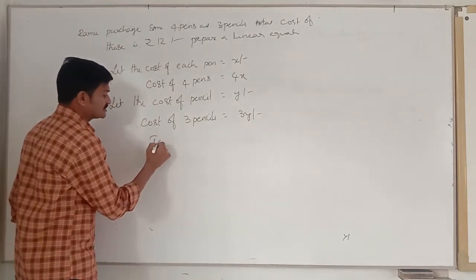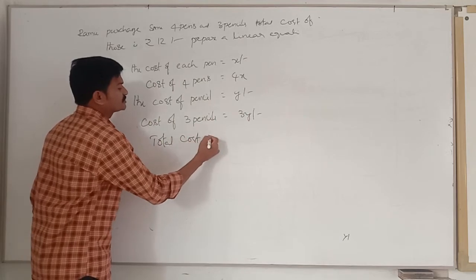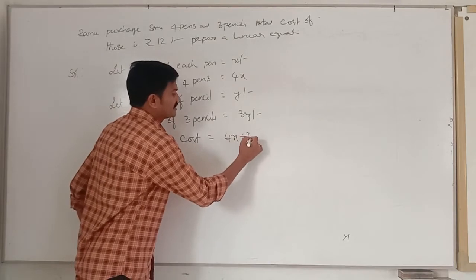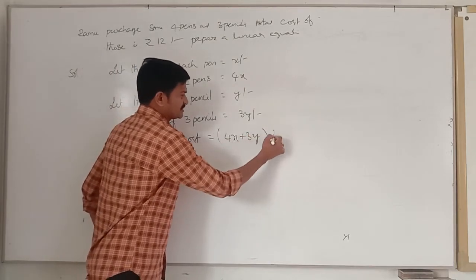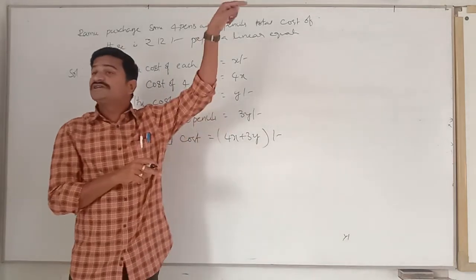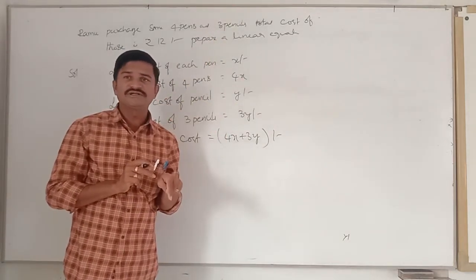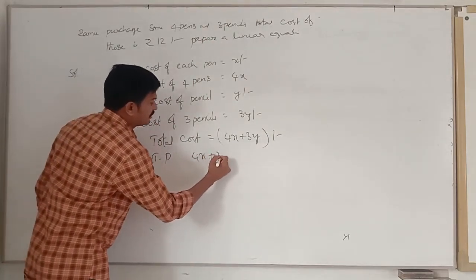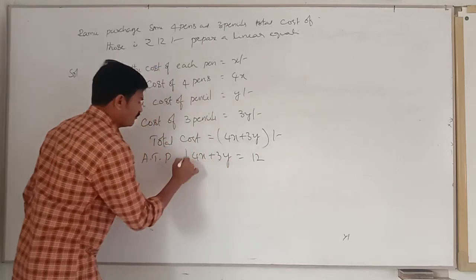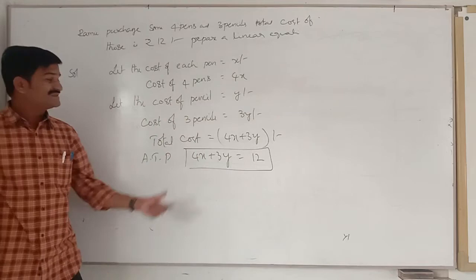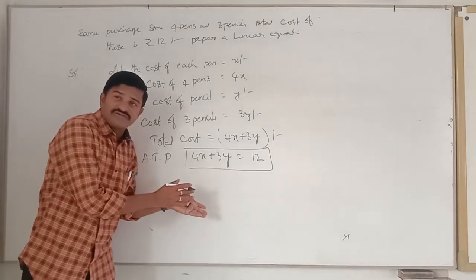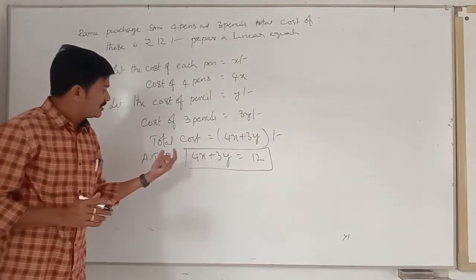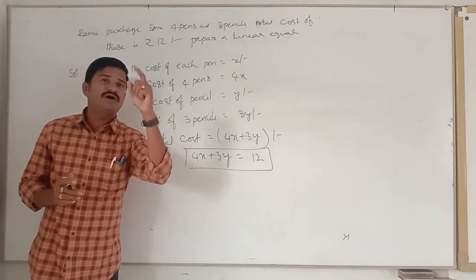Now total cost, how much is it given? Total cost equals pens cost plus pencils cost only, no? That is 4X plus 3Y rupees. But according to the problem, how much is it given? 12 rupees. So according to the problem, 4X plus 3Y equals 12. Now we got a linear equation in 2 variables, or not? This is the linear equation in 2 variables. For this linear equation, again we have to prepare the points. So yesterday, when I was explaining how to prepare the points, I told you one point.